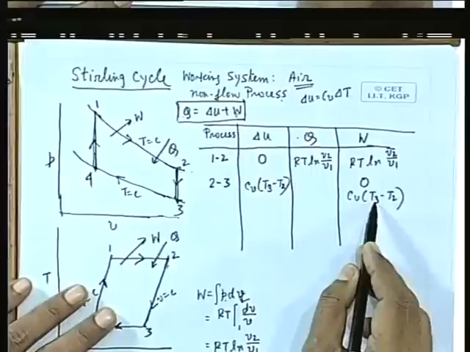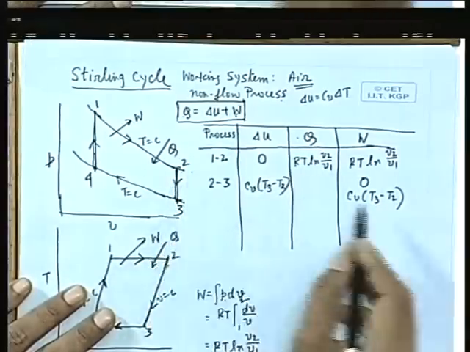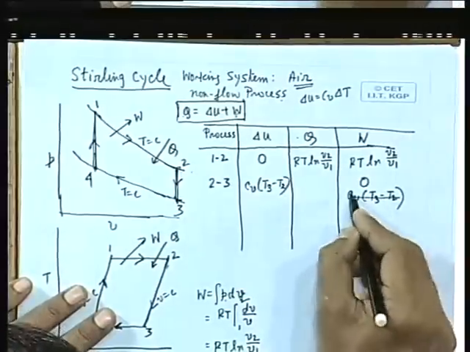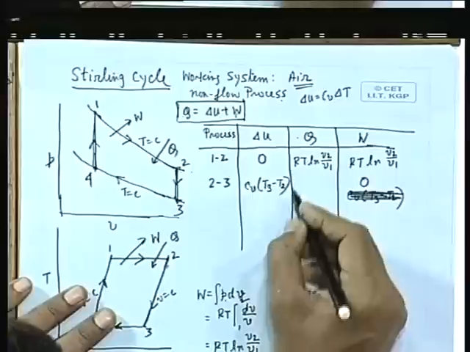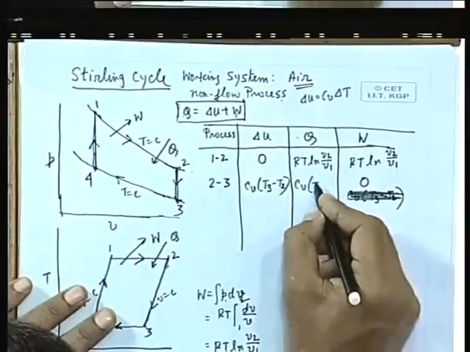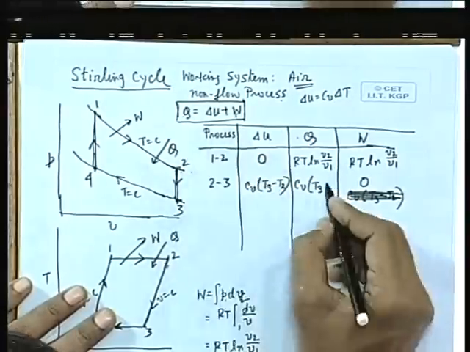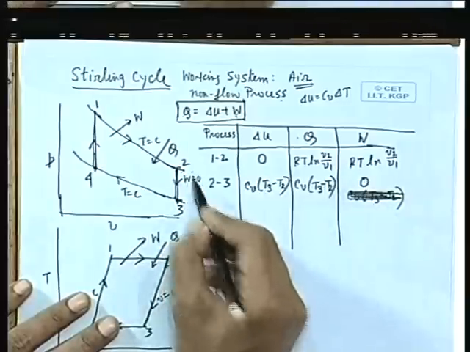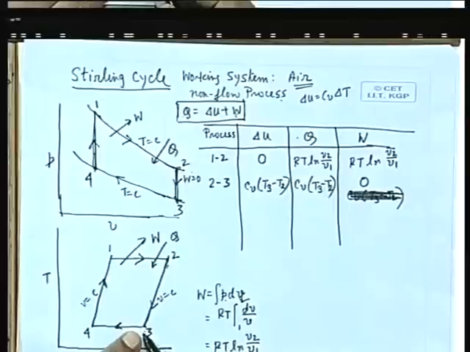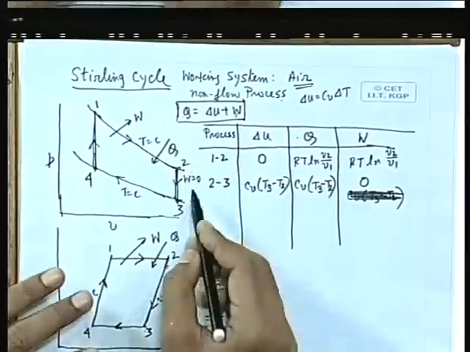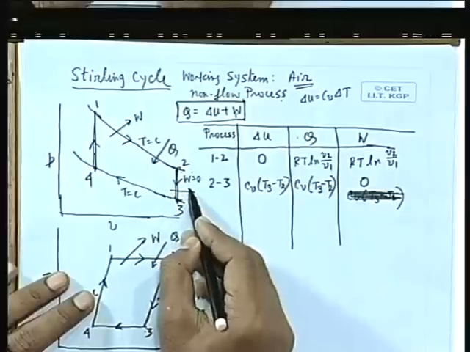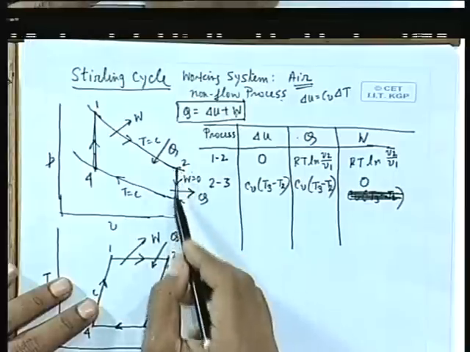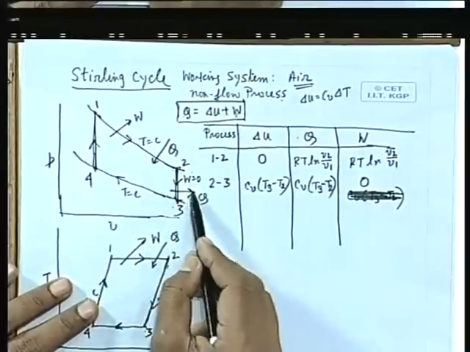So this is negative. Negative W means what? I am sorry, this will be Q, not here. So this will be Cv (T3 minus T2), because delta U is Q. Now you see W is 0. Now Q is negative, T3 is less than T2. So negative Q means what? Heat is coming out from the system. So in this case, at constant volume, the pressure is decreased, and heat is coming out from the system.